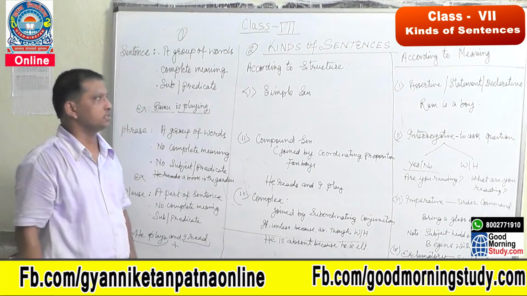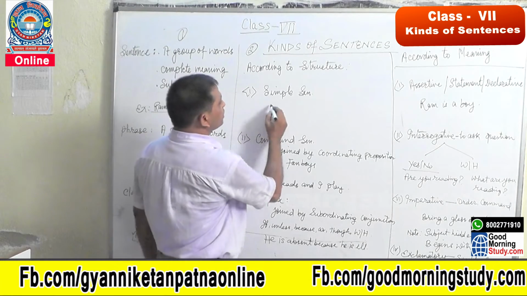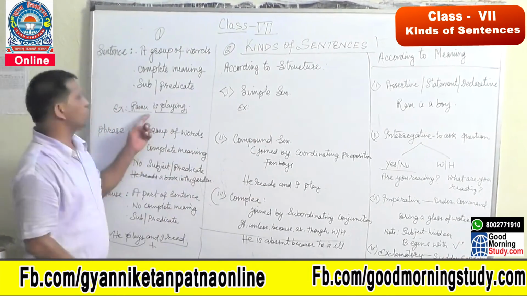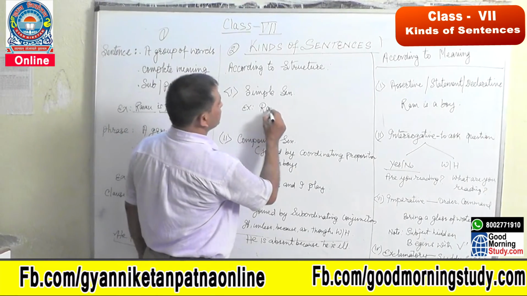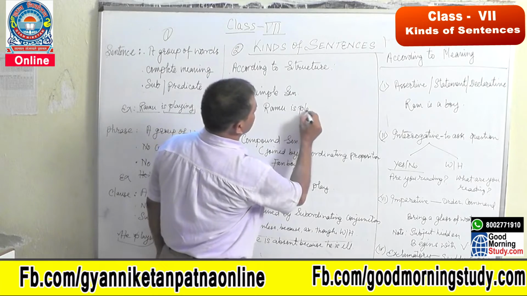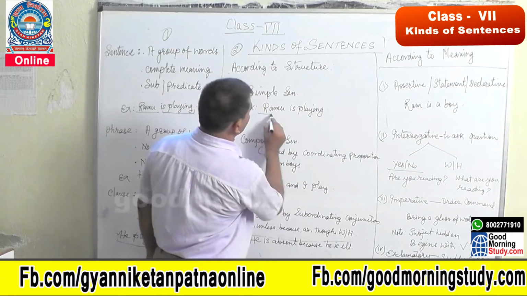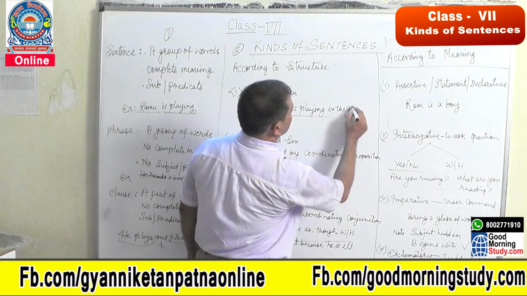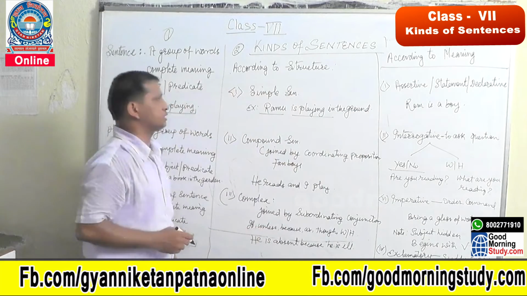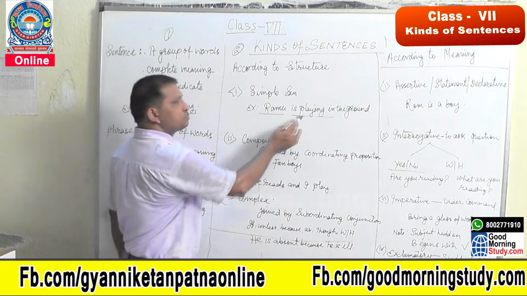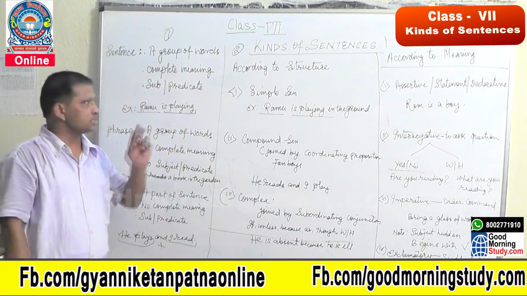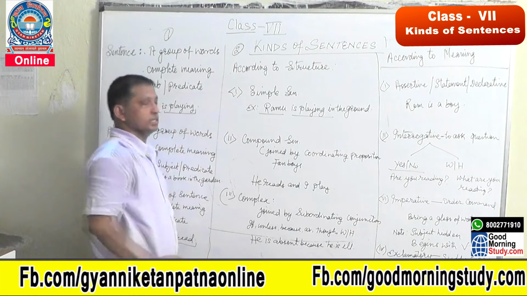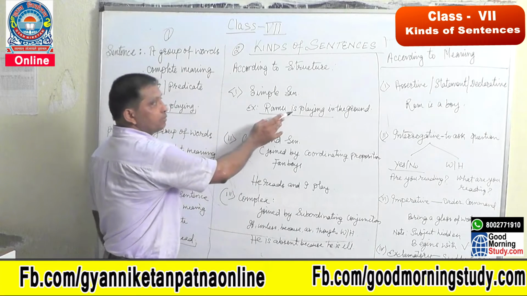First comes the simple sentence. A simple sentence has only one subject and one predicate. For example, you take this example, Ramu is playing. Now you see here, there is only one subject and one predicate. If I am adding here in the ground, the structure will not change, because Ramu is the subject and is playing in the ground is the predicate. That means in the sentence there is one subject and one predicate. That's why it is called a simple sentence. That means one subject and one finite verb.